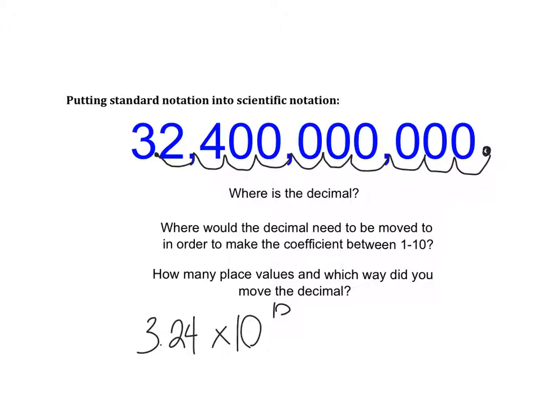There's two ways you can kind of remember it. If you move your decimal to the left, like we did here, then you're going to have a positive exponent. That's one way of remembering it. Just remember, if you move the decimal left, it's going to be positive.